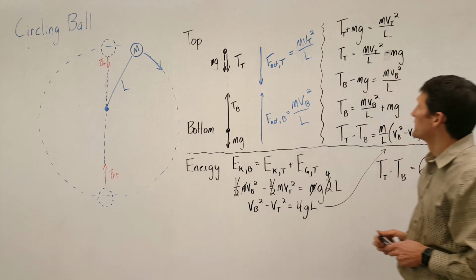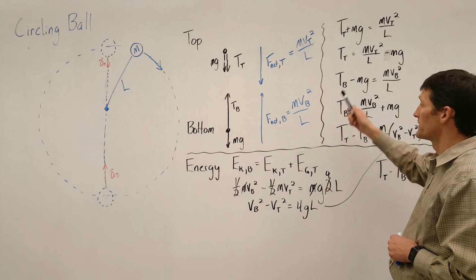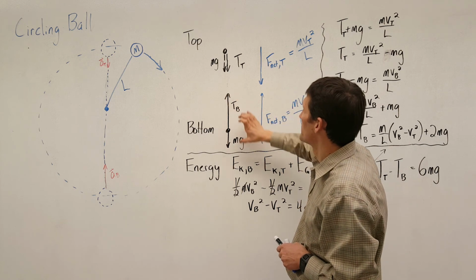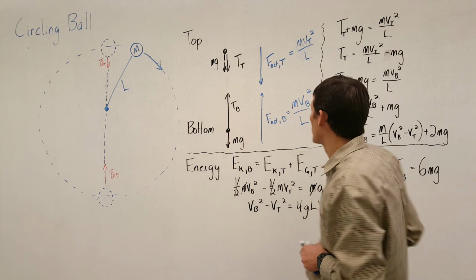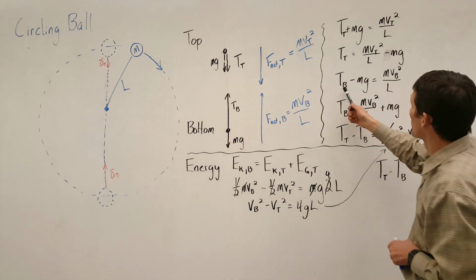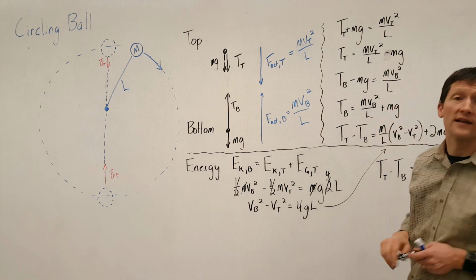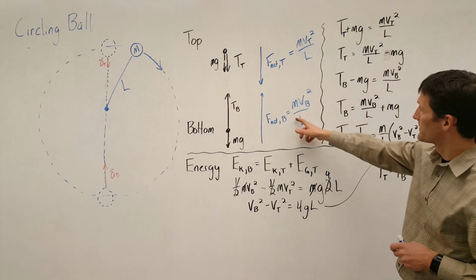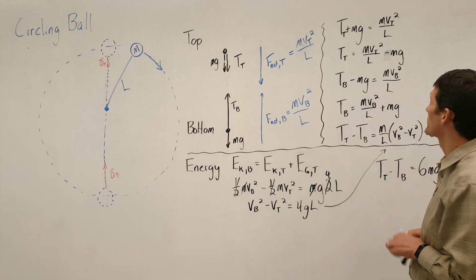Next step is I do the same thing at the bottom. So tension at the bottom, but notice the net force is going to be the magnitude of the tension minus the gravitational force, minus mg. And so there I would say the tension force at the bottom minus mg equals the magnitude of the centripetal force, or the net force here. So I write that out and I solve for the tension.